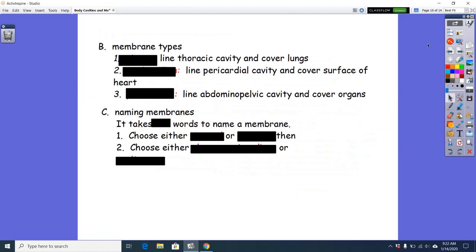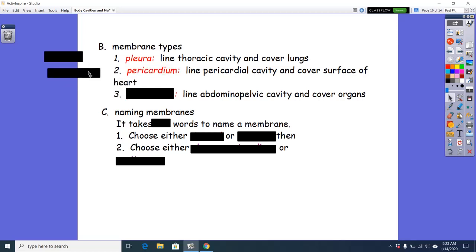Okay, now the membrane names are going to differ depending on what cavity we are in. If we are in the pleural cavity, the name of the membrane is pleura. The word pleural with an L on the end is an adjective. Pleura without the L is a noun. So pleura is the name of the membrane lining the cavity. The name of the cavity is the pleural cavity.